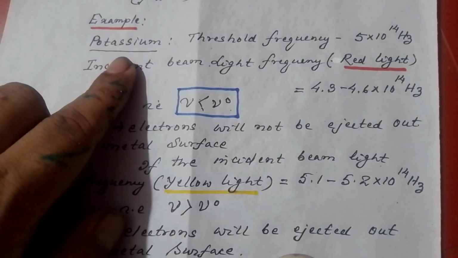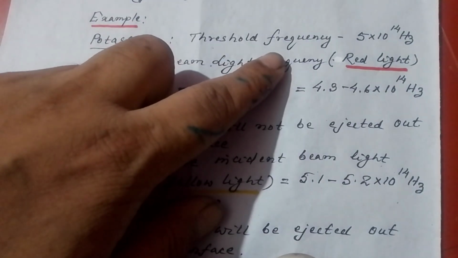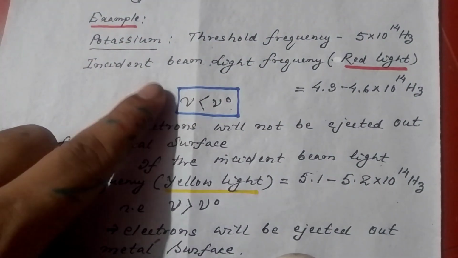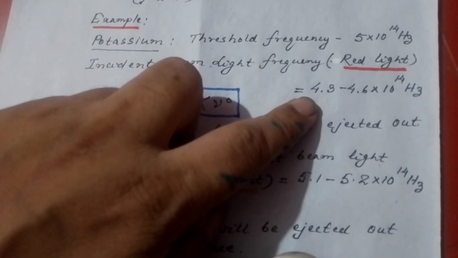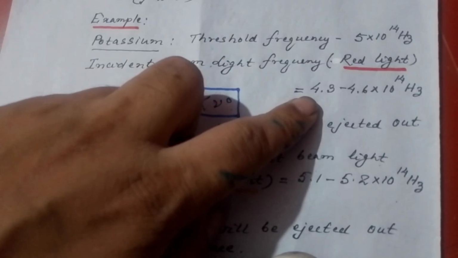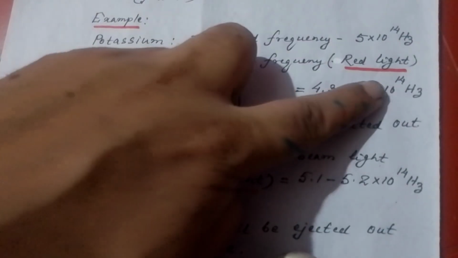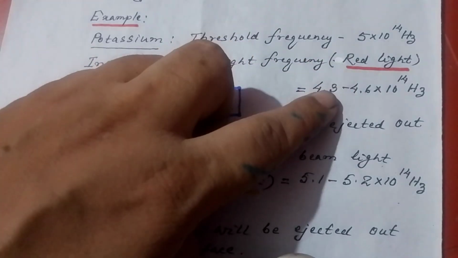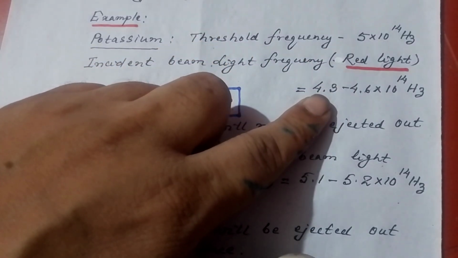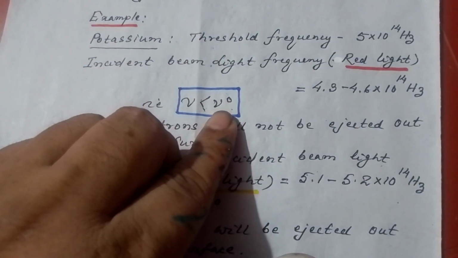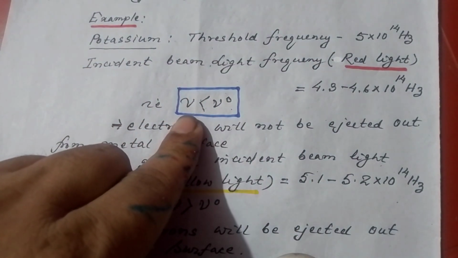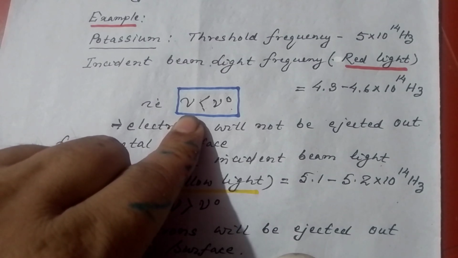We take a potassium metal whose threshold frequency of the electron is how much? 5 into 10 to the power 14 Hertz. Suppose the incident beam of light, which is red color, has how much frequency? 4.3 to 4.4 into 10 to the power 14 Hertz. Here you see the threshold frequency of the electron is more in comparison to the incident beam frequency. So in that case, if the threshold frequency is more than the frequency of the incident beam, ejection of electrons will not take place at all.